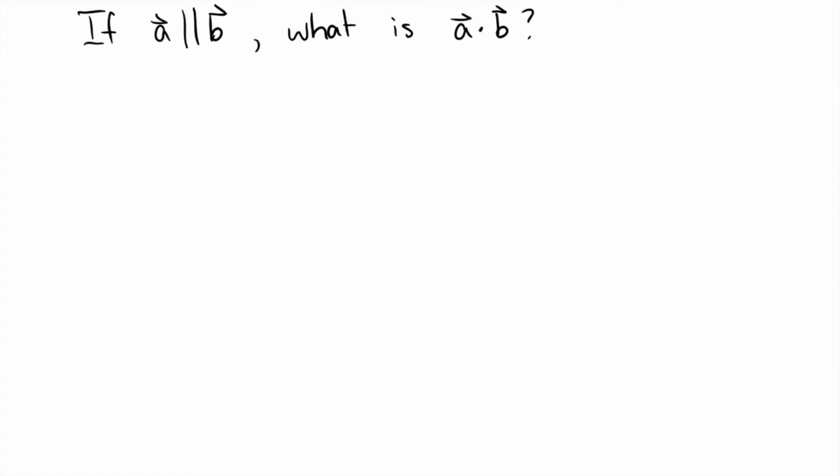So what if you have vectors a and b and they're not perpendicular, but instead they're parallel? So here I have vectors a and b. Now because they're going in the same direction, we would actually say that the angle between them is 0 degrees.